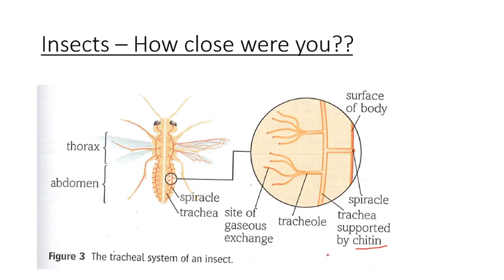Chitin. Tracheas branch off not into bronchi, not into bronchioles, that's only mammals. These guys branch off into tracheoles, and the tracheoles have an open end. And this open end literally bathes straight into the tissue fluid that surrounds all the tissues, all the cells of that insect.